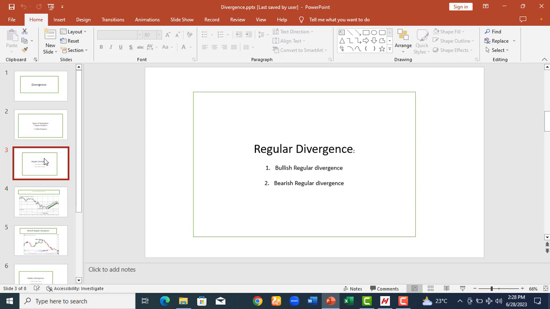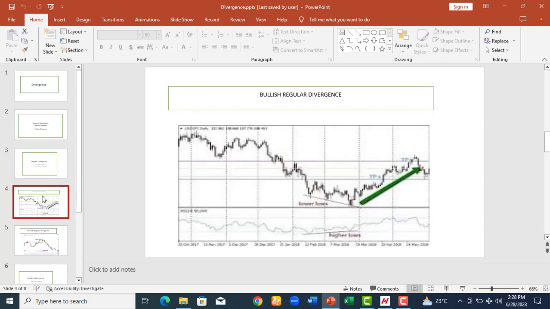So let's move to a good example of the bullish regular divergence. So this is a very good bullish regular divergence. Before you say a particular pattern is a bullish regular divergence, first of all, the market must have been in a declining phase. Not only a declining phase, the market must have been selling.